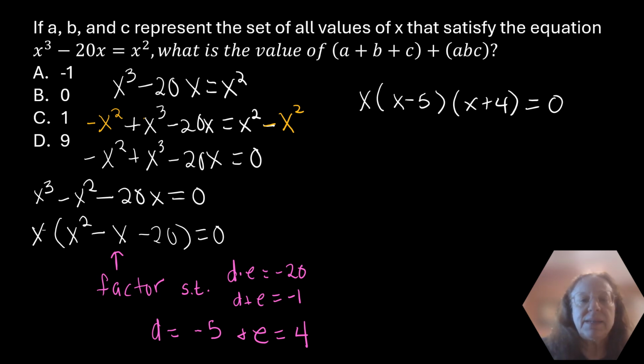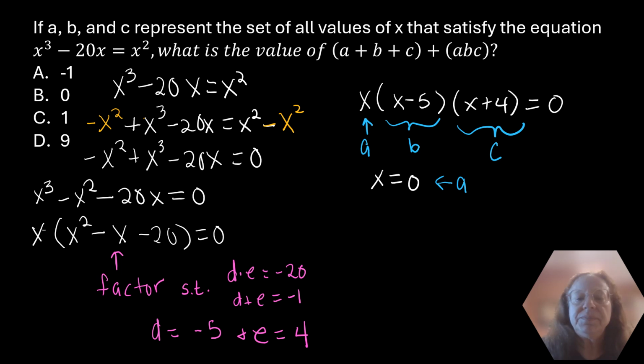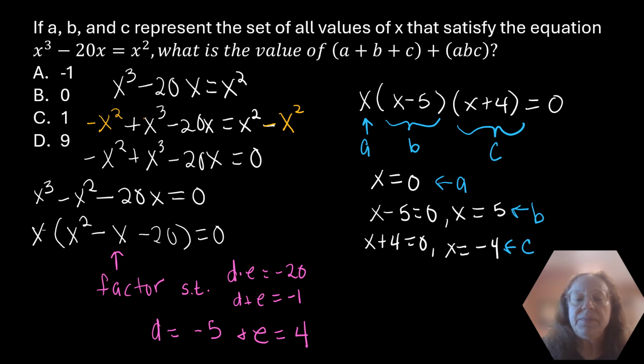Now we know that anything times 0 is 0. So we're going to set each of those three terms equal to 0 and find out what A, B, and C are. So we're going to call the answer to x equals 0 A, the answer to x minus 5 equals 0 we're going to call B, and the answer to x plus 4 equals 0 we're going to label C. X equals 0. X minus 5 equal to 0, solve for x and you get x equals 5, we're going to call that B. And x plus 4 equal to 0 means x equals negative 4. We're going to call that C.